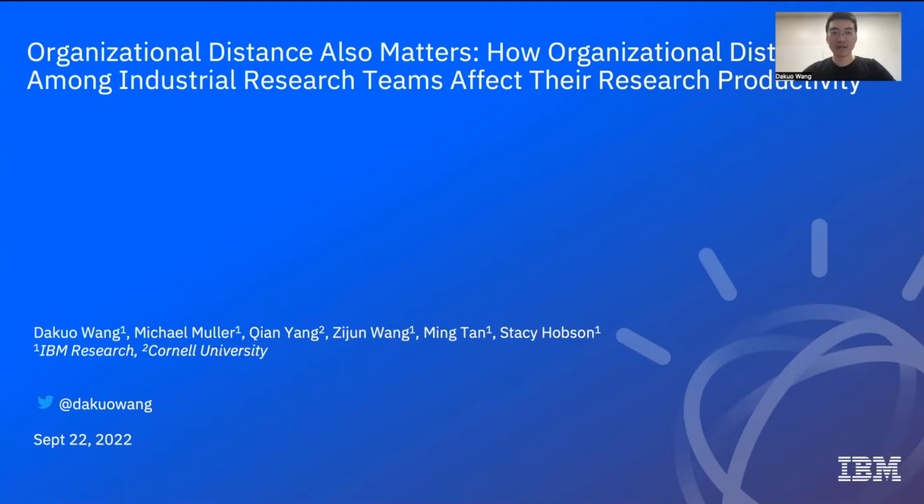The talk's title is Organizational Distance Also Matters: How Organizational Distance Among Industry Research Teams Affects Their Research Productivity. This is a paper representing a joint collaboration between IBM Research and Cornell University.